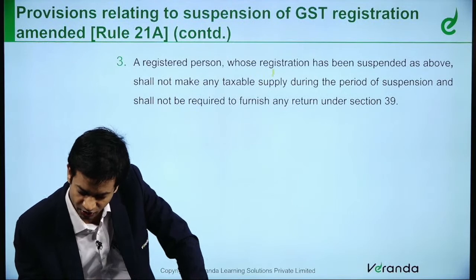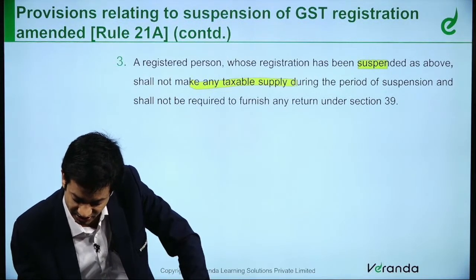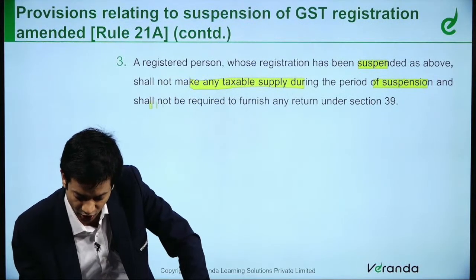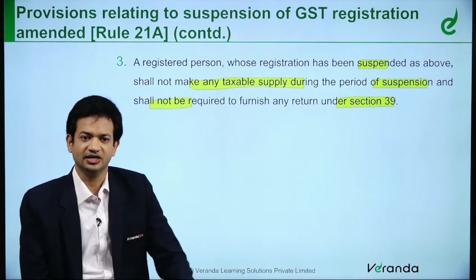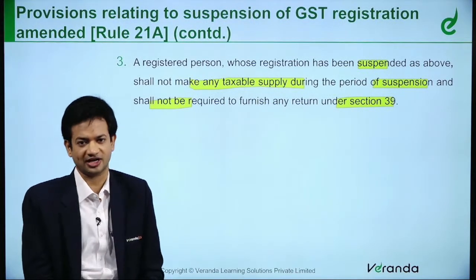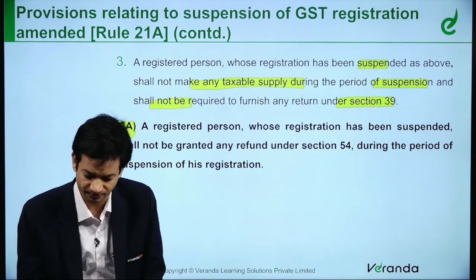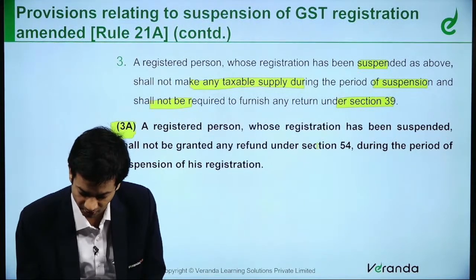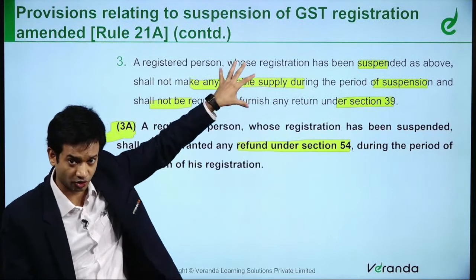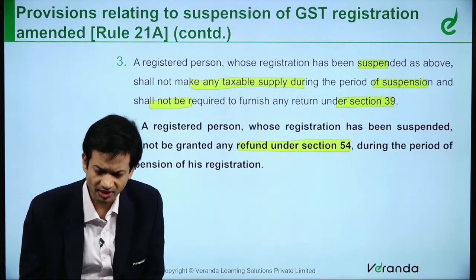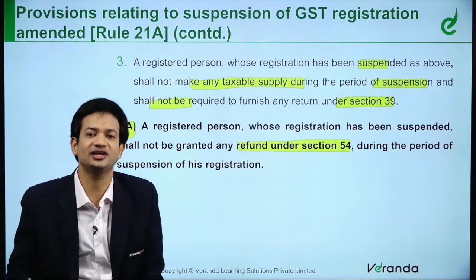Next, a registered person whose registration is suspended as above shall not make any taxable supply during the period of suspension, and shall not be required to furnish returns under section 39. Because if someone's registration is suspended, he shall not be making any taxable supplies. Sub rule 3A is a new insertion: a registered person whose registration is suspended shall not be granted any refund under section 54. This was already there, they have now inserted it, that if someone's registration is suspended, he shall not be granted any refund as well.